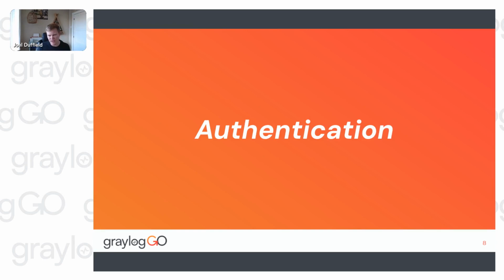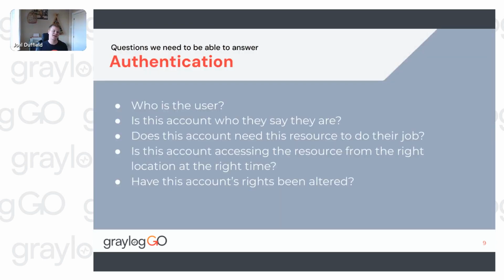Authentication can come from lots of places, but let's take a step back first and look at some of the things that we need to be able to answer with this data. When it comes to authentication, we need to know, who are these users? Are they who they say they are? Least privilege, right? Do they actually need access to the things that they have access to, and can we check on that? Are they accessing things from the right locations at the right times? All of those kinds of things.